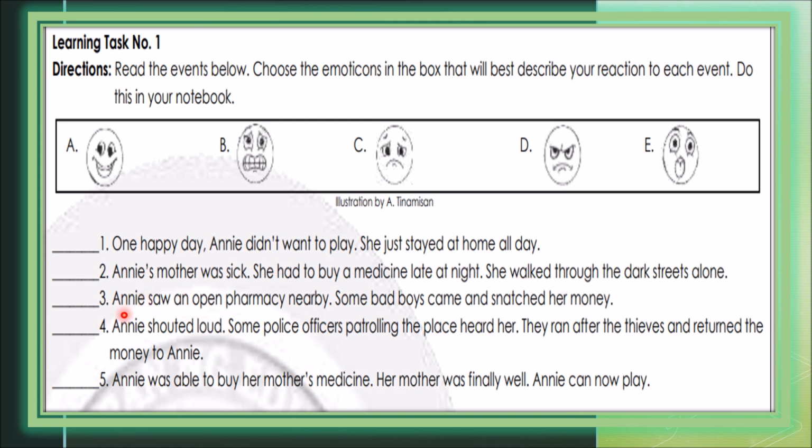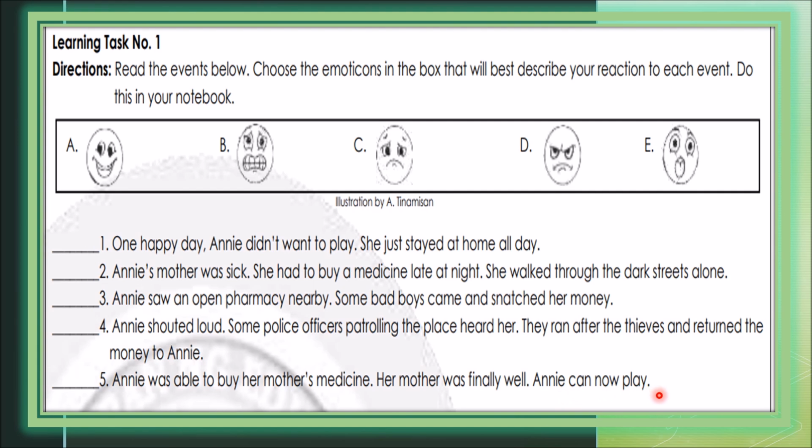Then number 3, Annie saw an open pharmacy nearby. Some bad boys came and snatched her money. Then, number 4, Annie shouted loud. Some police officers patrolling the place heard her. They ran after the thieves and returned the money to Annie. Then the 5th one, Annie was able to buy her mother's medicine. Her mother was finally well. Annie can now play.